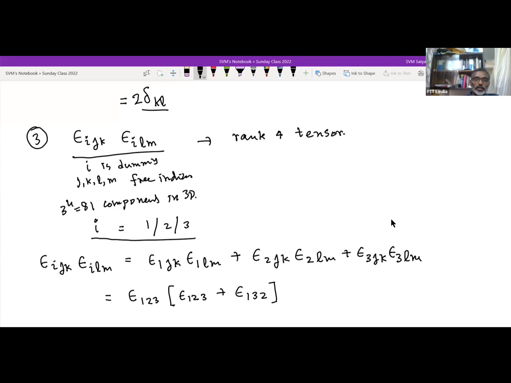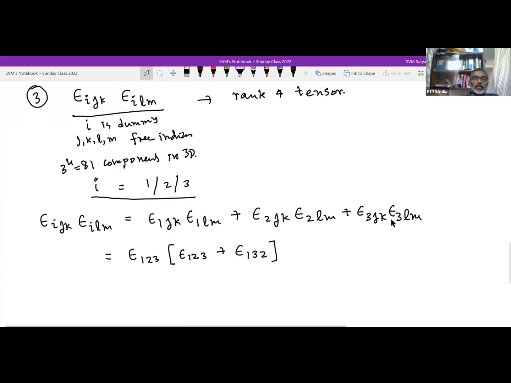Correct? Plus, you can have a situation plus epsilon 1, 3, 2 into epsilon 1, 2, 3 plus epsilon 1, 3, 2. We can have that situation because see j and k can be 2, 3 or 3, 2. So these are the possibilities, right? So that means it is like epsilon 1, 2, 3 plus epsilon 1, 2, 3 like this.